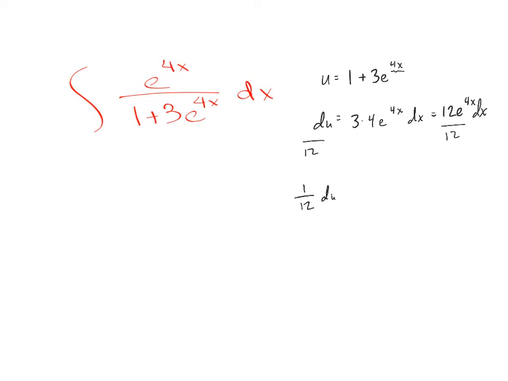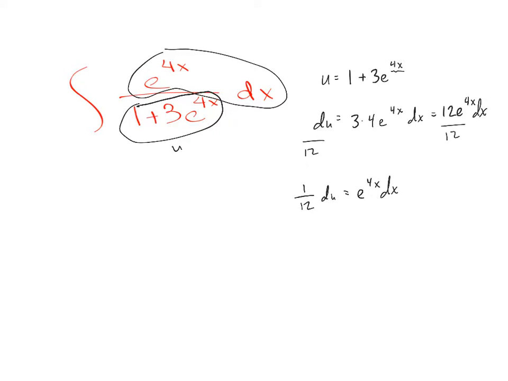1/12 du is e to the 4x dx. So that's how the u substitution works. This denominator is my u. The e to the 4x dx is 1/12 du. So when we substitute into our integral, I'm going to pull the 1/12 out, 1 over u du. Each of these problems, if you make the substitution correctly, boils down to a 1 over u du.